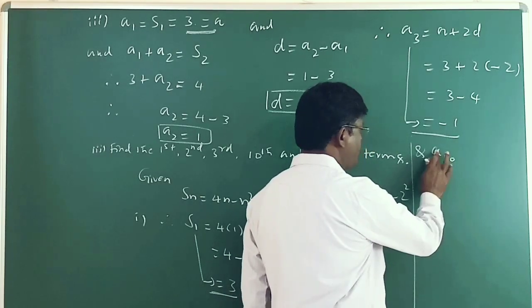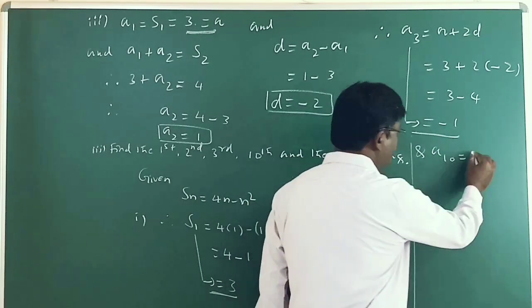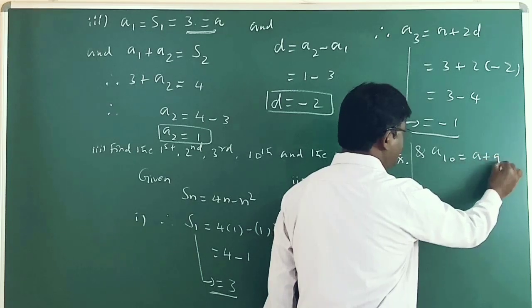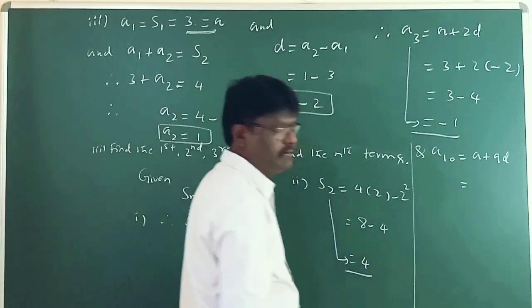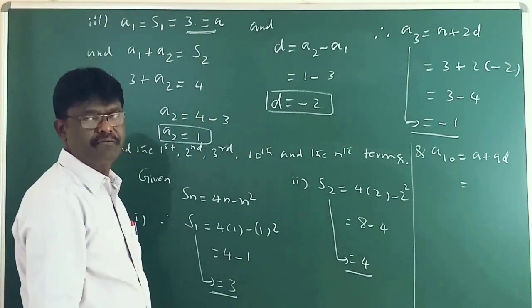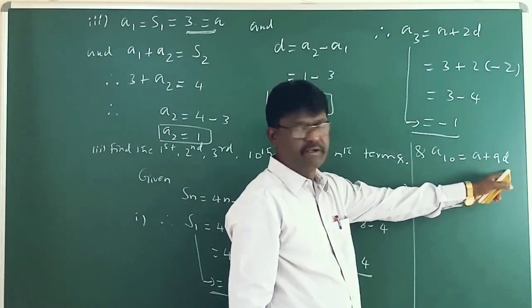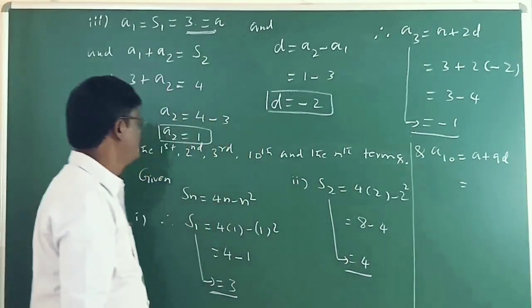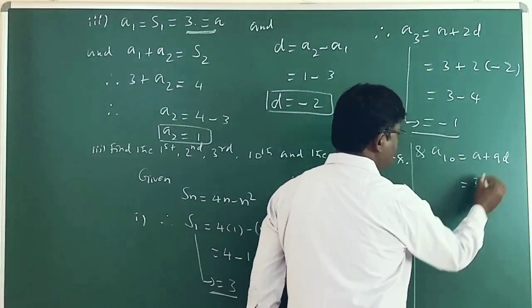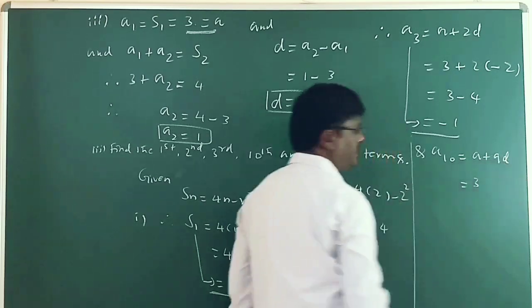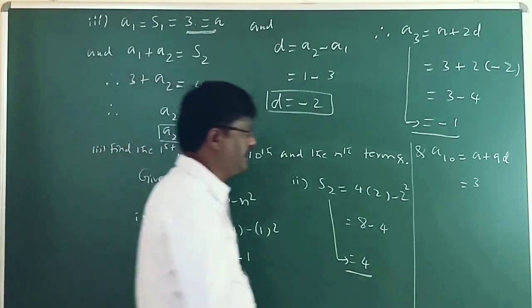Next, the 10th term, a10 equals, we know, a plus 9d. Now we shall substitute the values of a and d. In general, we know the 10th term is a plus 9d. Okay, children, now what is a? a is 3 plus 9 into d, d is minus 2. 9 into minus 2 is what? Minus 18.